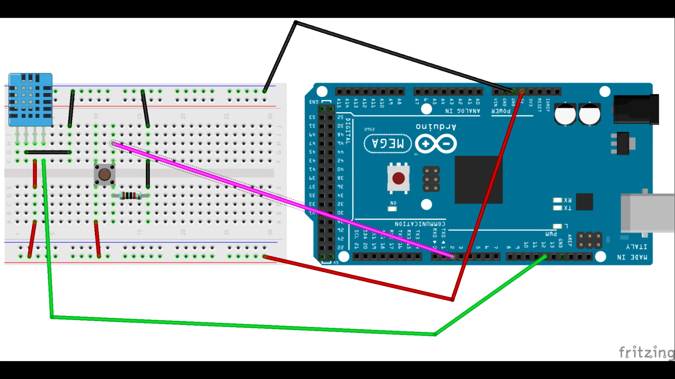I used the Fritzing tool to generate this diagram, which gives a more detailed look at how the hardware is configured. 5 volts are provided to the sensor and the button, where the button requires a 10 kilo ohm resistor on the ground pin. The signal pins of the sensor and button are wired to pins 12 and 2 respectively.